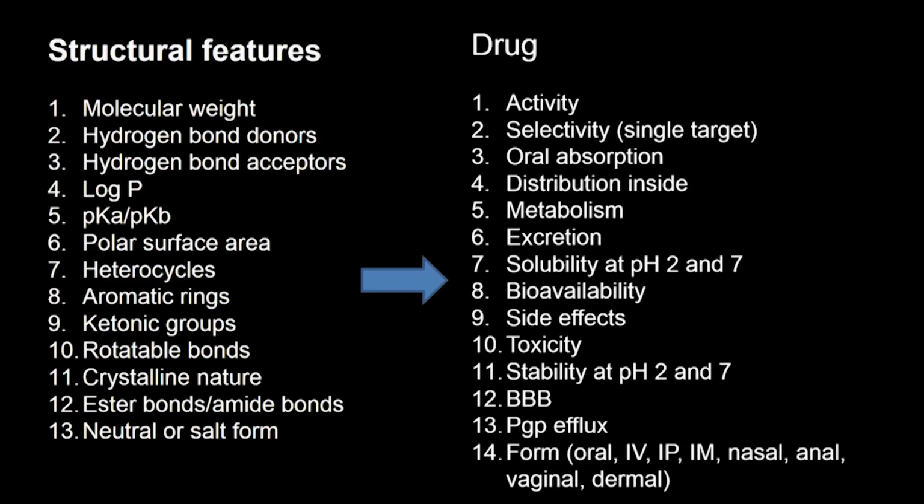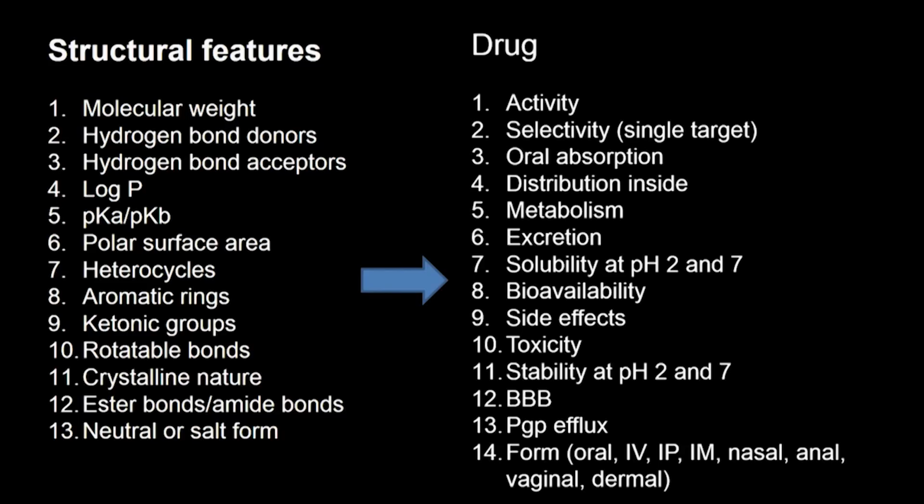Then comes pKa, pKb, that means dissociation in mild acid and mild base conditions. What is the polar surface area? Polar groups are like oxygen and nitrogen. How many heterocycles are there? That means cyclic groups which contain nitrogen and oxygen. How many aromatic rings are there? How many ketonic groups are there?